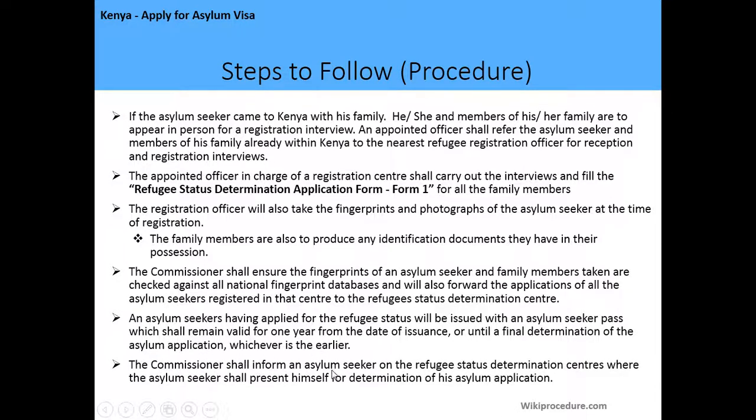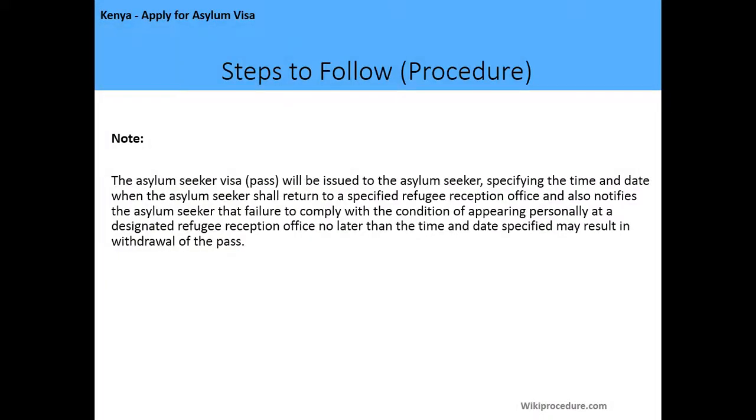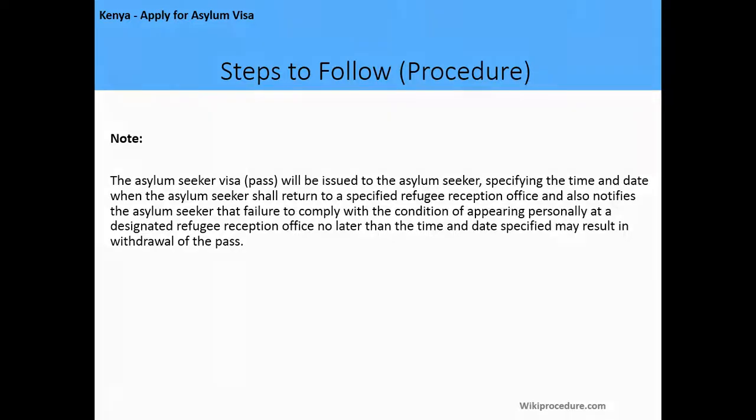The commissioner shall inform the asylum seeker of the Refugee Status Determination Center, where the asylum seeker shall present himself for the determination of his asylum application. You need to note that the asylum seeker visa or pass will be issued to the asylum seeker, specifying the time and date when the asylum seeker shall return to a specified refugee reception office, and also notifies the asylum seeker that failure to appear personally at the designated refugee reception office no later than that time and date specified may result in the withdrawal of the pass or visa.